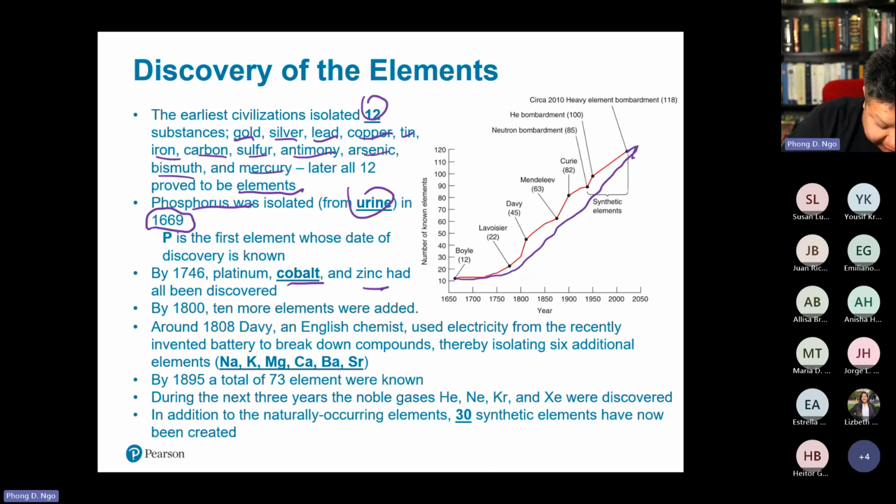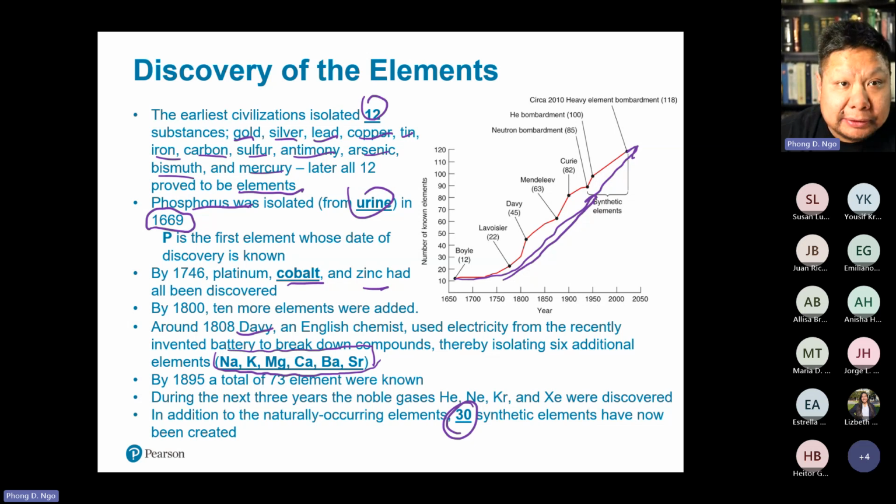And then by the 1800s, Humphrey Davy, a very prolific chemist, came through and gave us some more here: sodium, potassium, magnesium, calcium, barium, and strontium, all those elements, right? And you can see how throughout the years we just keep on going up and up and discovering more and more elements. And as I said before, about 30 elements have been not discovered but synthesized.